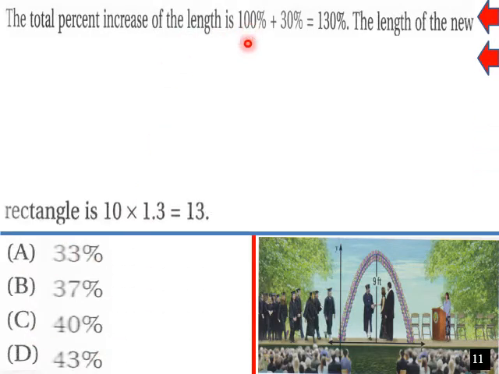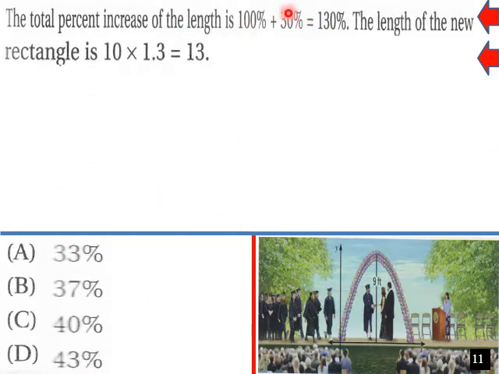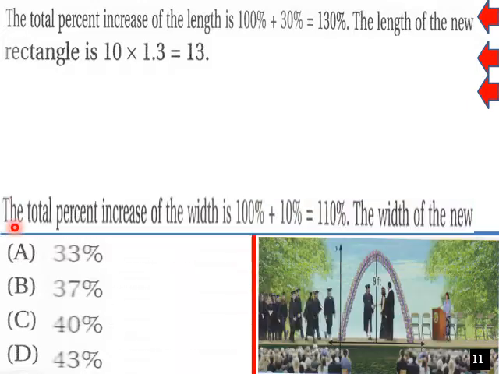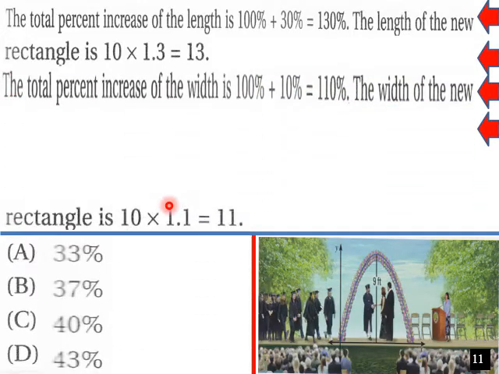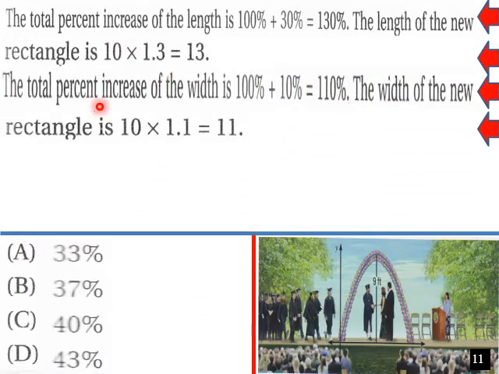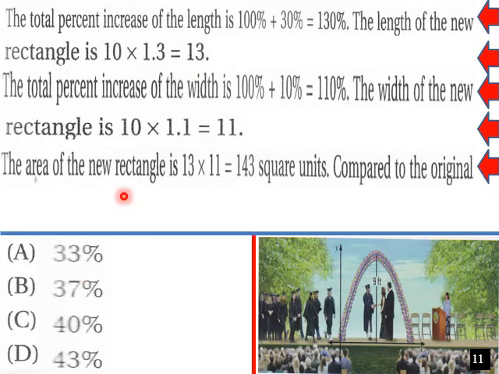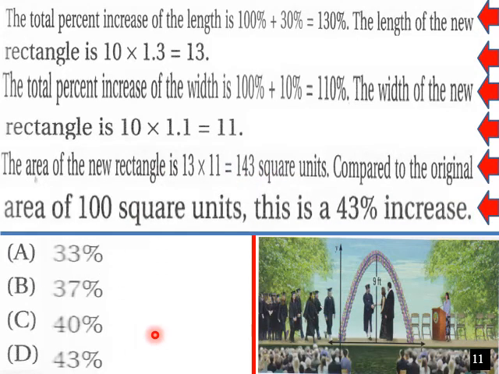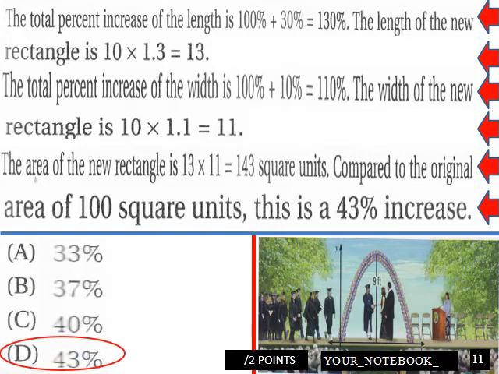If we increase one side by 30%, your total percent would be 130%. So to figure it out, we do our math here. 10 times 1.1 will be 11. The area of the new rectangle will be 143 square units. So this is a 43% increase for that.